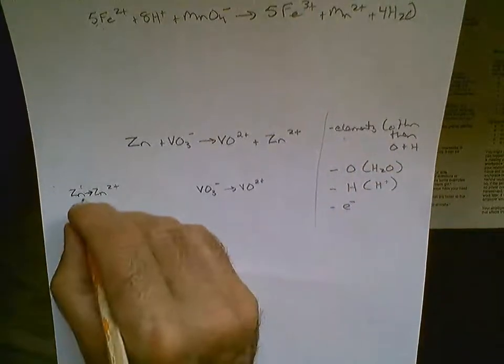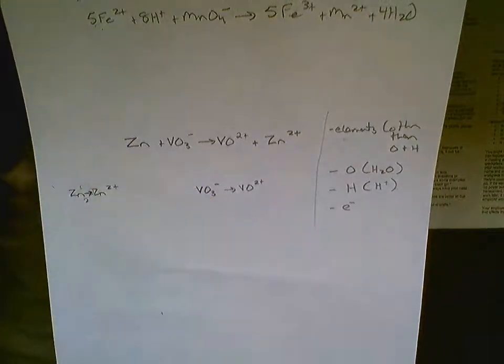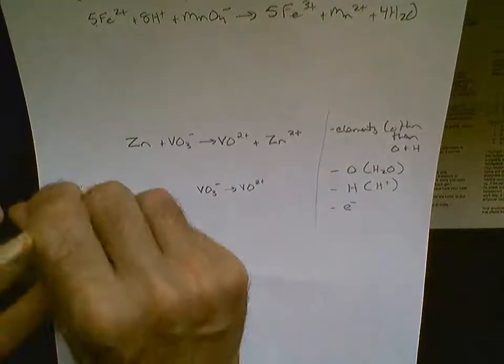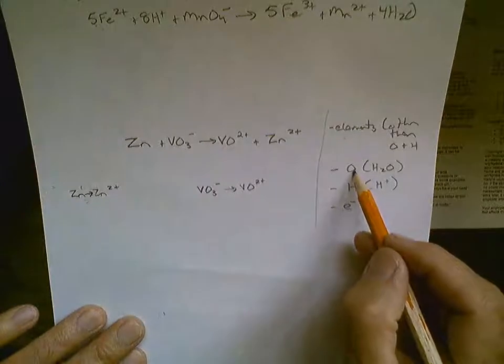So let's say I had 2 zincs here. I would have to put a 2 out front here to balance. So you've got to balance things other than oxygen and hydrogen first. Make sure that that's balanced. Second step, balance your oxygens.